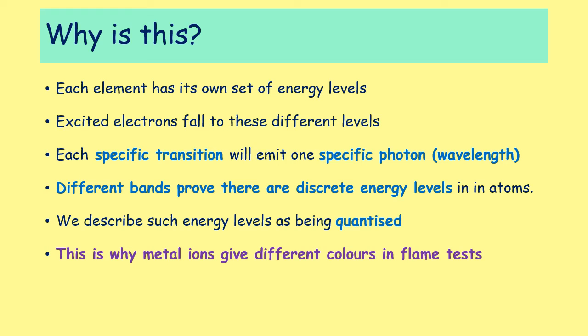Furthermore, the reason we get flame tests and the reason why you can get metal gas lamps of different colours is because of these transitions. In a flame test, you excite the electrons using heat, and then as they fall from higher energy levels to lower energy levels, they give off photons of a particular wavelength, and every wavelength is going to be a different colour.